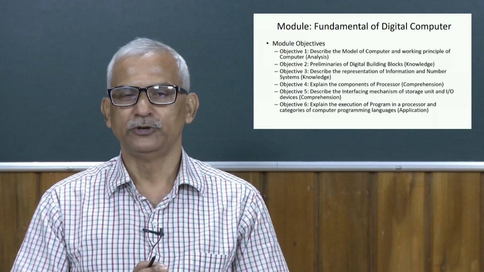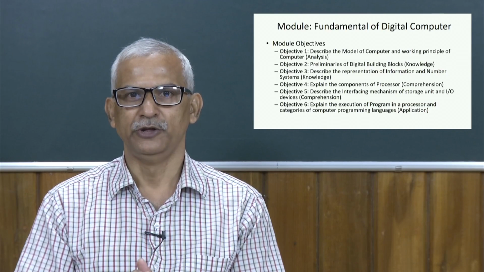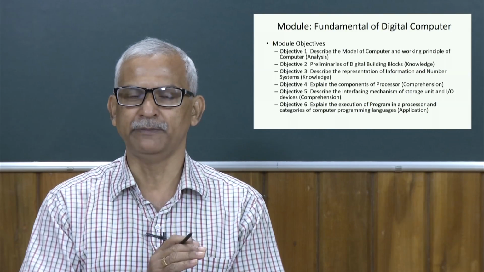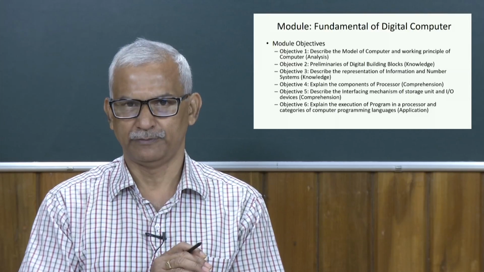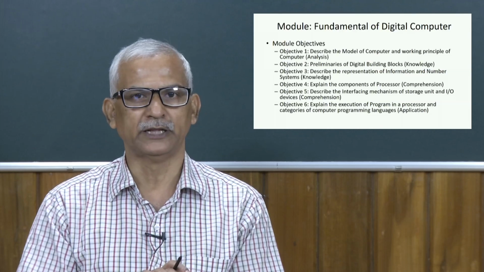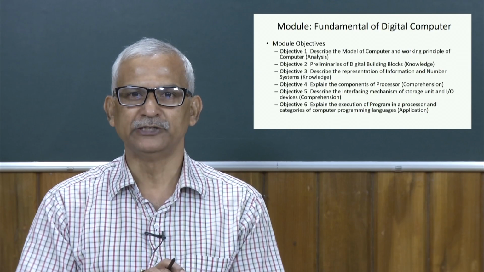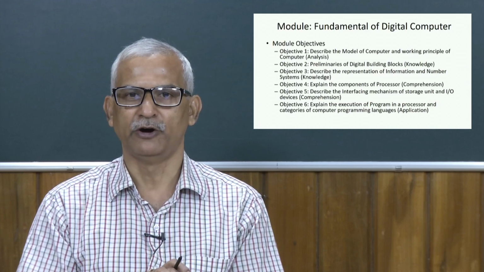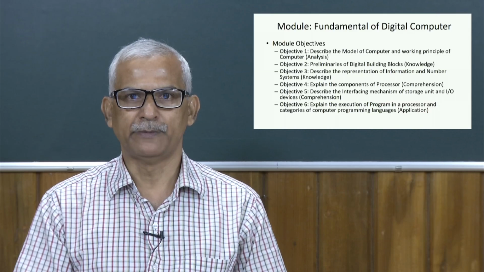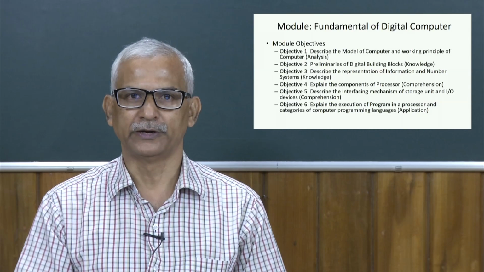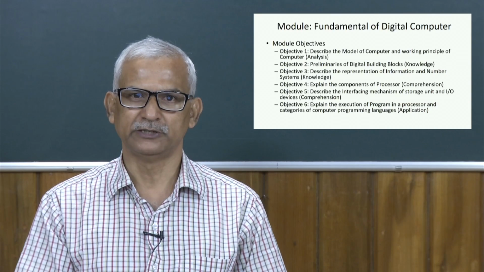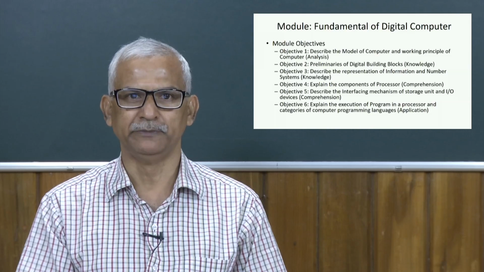When we discuss this particular module, we have defined some objectives at the module level also, because in every unit we defined unit level objectives, and we have seen that after going through that unit we have achieved those objectives. Now, we have completed the complete module of fundamentals of digital computer. Let us see whether we could achieve the objectives that we mentioned for this module. The first objective we mentioned is to describe the model of computers and the working principle of computer, and we defined it at the analysis level. I think we now have some idea of the model of a computer and how it works. So, I think we have achieved this objective.